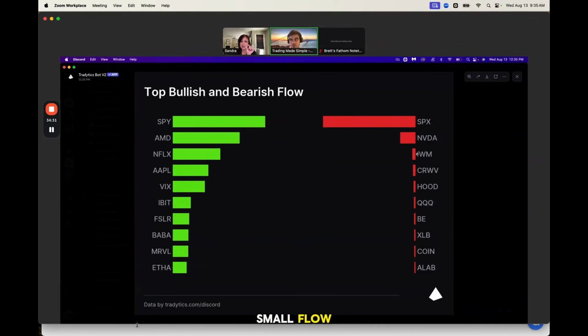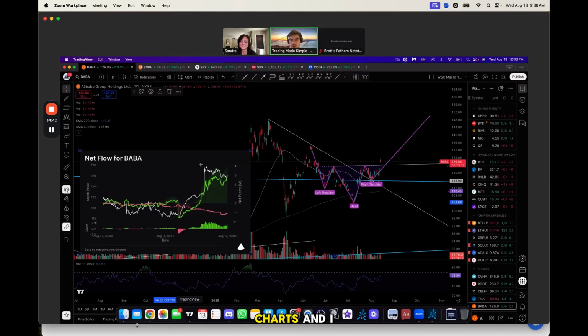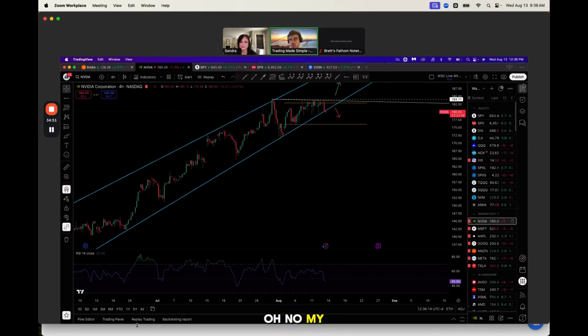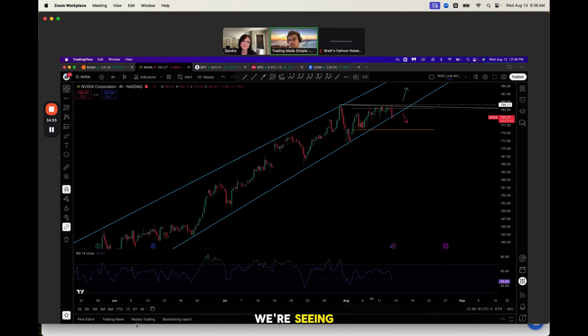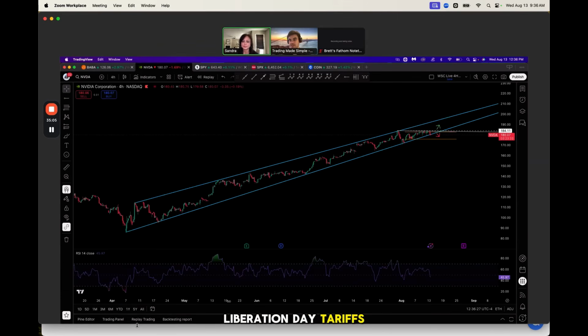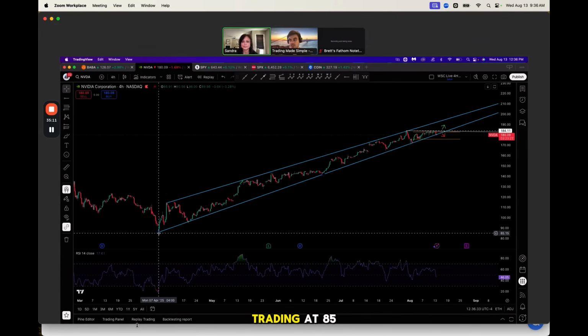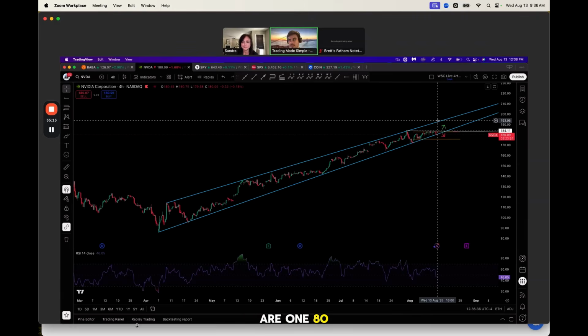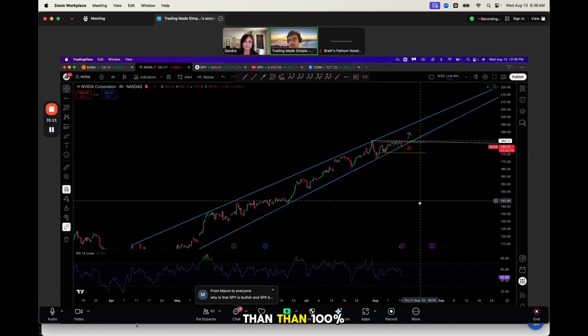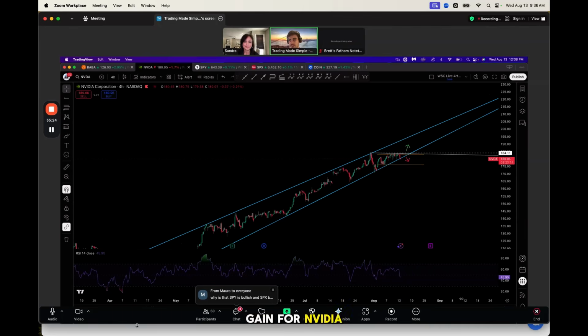It's very small flow. I would say the top flow is currently telling us bullish Apple, Netflix, and AMD, bearish NVIDIA. And I go into the charts and I bring up NVIDIA, for example. Oh, my God. What we're seeing goes all the way back to the Liberation Day tariffs crash in April. NVIDIA was trading at 85. Imagine that. We're at 180. Crazy. 95 points, more than a 100% gain for NVIDIA stock since then.